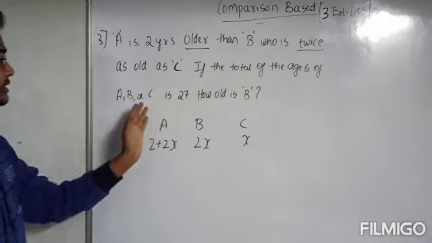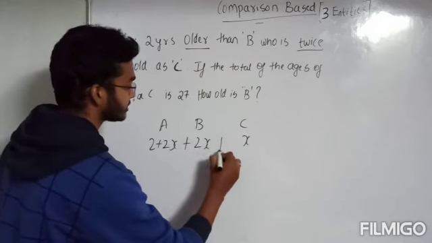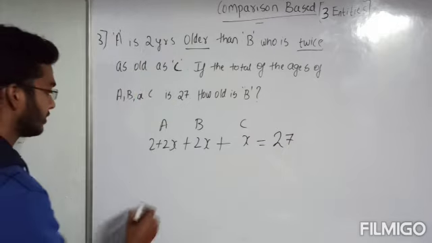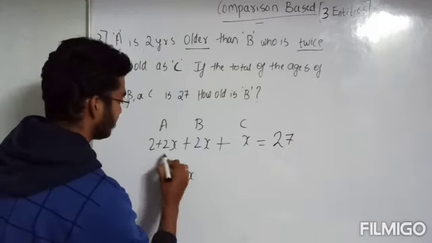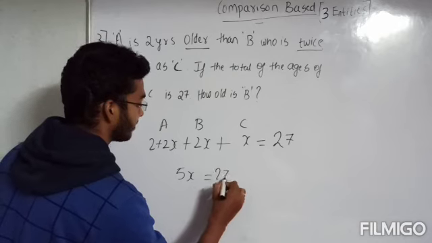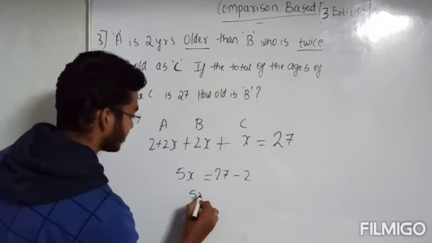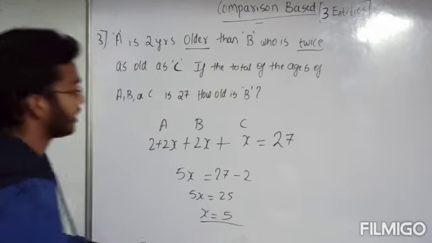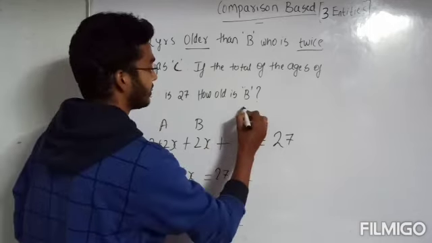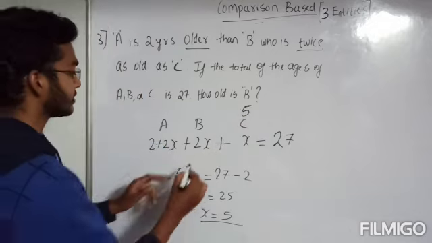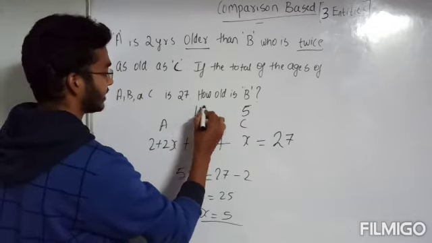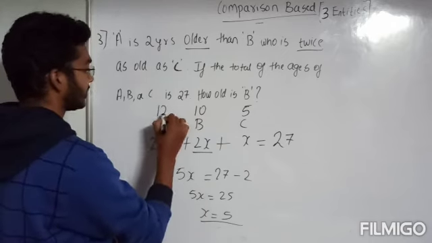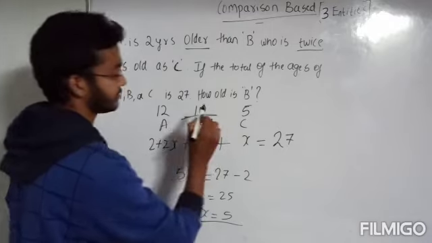If the total of the ages is 27, then adding all the ages, we get the sum equal to 27. By solving this, we get 5x equal to 27 minus 2. So 5x is equal to 25 and x is equal to 5. So the age of C will be 5 years. The age of B is twice that of C, that is 5 into 2, 10 years. The age of A will be 2 plus 2x, that is 2 plus 10, that is 12 years.